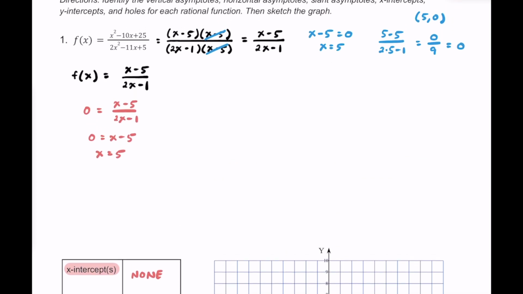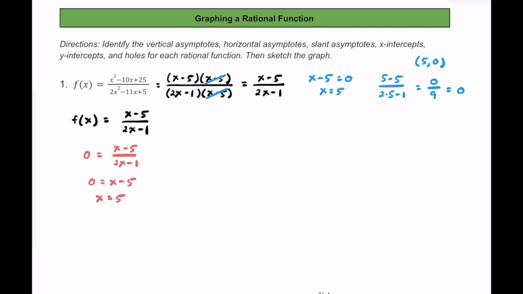Let's take a look at the y-intercept now, right? So for the y-intercept, that's when x is equal to 0. Notice here in the function, this is x and this is x. We're going to go ahead and substitute in 0 for that, right? So let's say that we have this f of x. That's going to be equal to what?